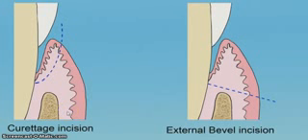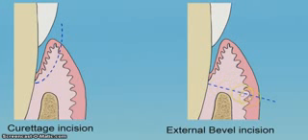Hello viewers, in this video I am going to demonstrate how to put an internal bevel incision. But before I do that, let us discuss the basic incisions that are used in surgical periodontal therapy. This incision that you see here is called the curettage incision. This is used in the curettage procedure, which is aimed at removal of the pocket lining.